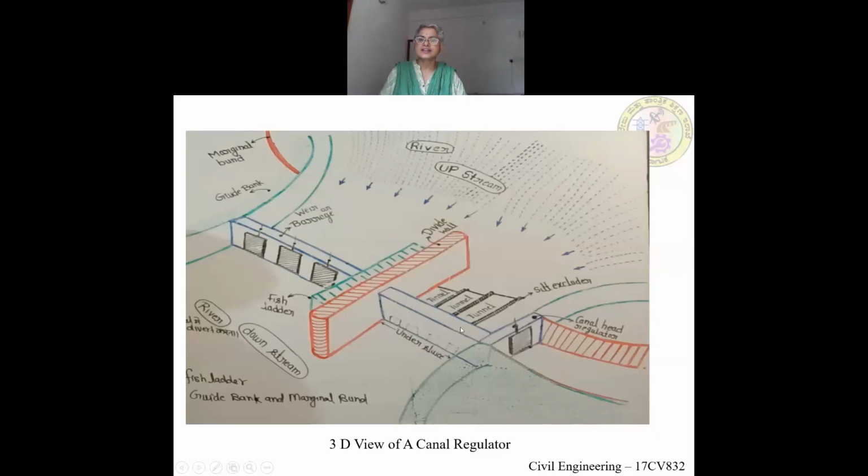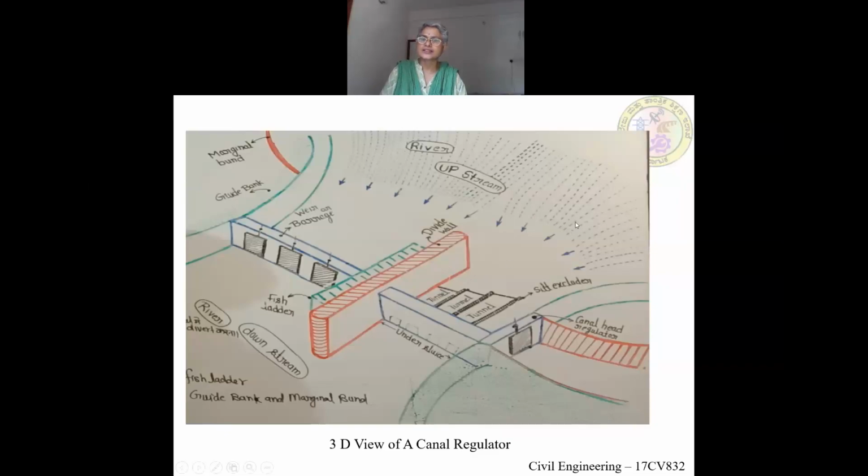Whereas on this side, you can see there's another wall perpendicular to this obstruction wall, and a gate here. This is called a canal head regulator. So this is a canal, which is perpendicular to the direction of flow of the river. The canal head regulator is used to let the water from the river into the canal in a controlled manner.